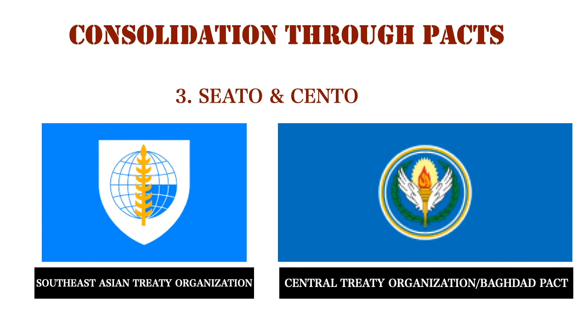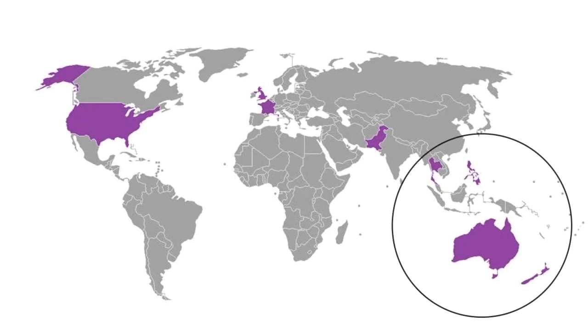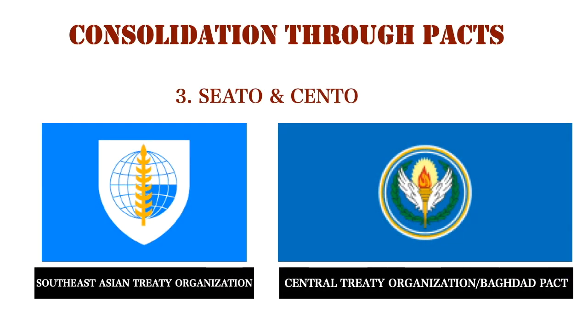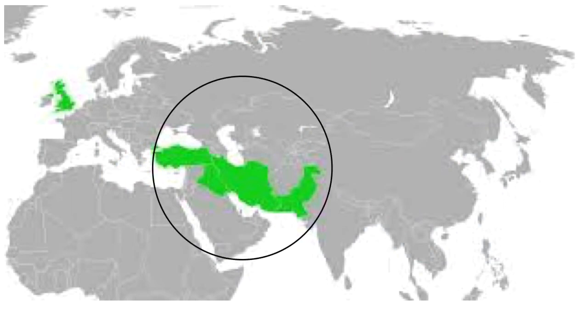We then have SEATO and CENTO. Both these alliance systems were built by the United States. SEATO, or the Southeast Asia Treaty Organization, as you can see in the map of SEATO members, was targeted, as the name suggests, at Southeast Asia. CENTO, or the Central Treaty Organization, which is also known as the Baghdad Pact, was targeted at West Asia, or the Middle East and Central Europe.